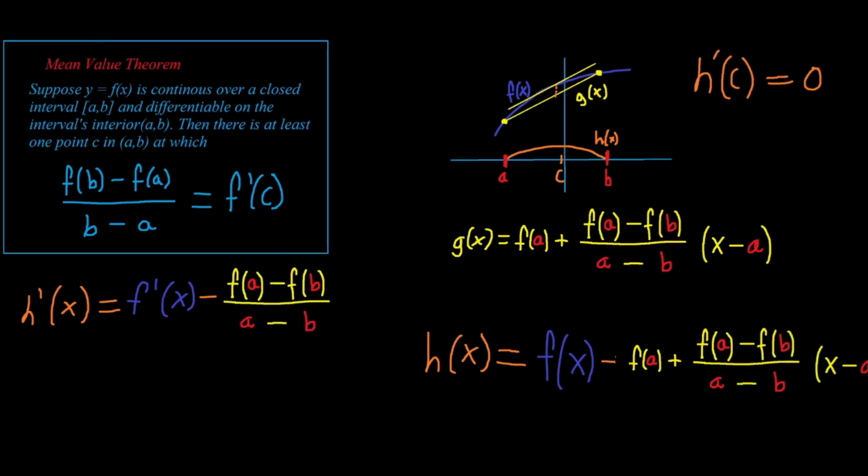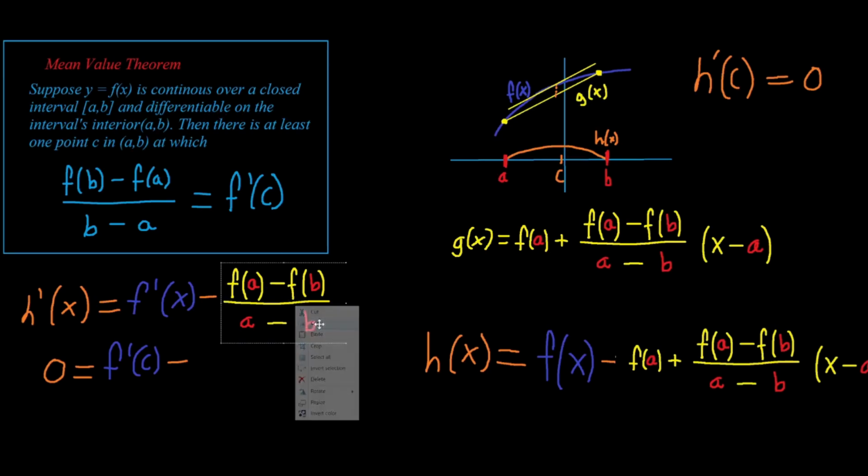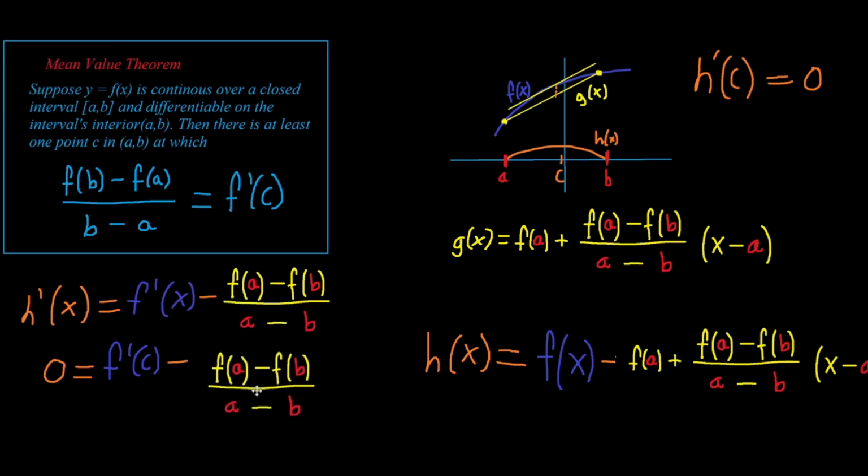So that's that part. Now we're going to evaluate this at the point c. And remember up here in the top right, we know that h prime of c equals 0. We talked about that earlier. So I'm just going to say 0 equals f prime of c, and then minus all of this again. Okay, let me just move all this down. I'm running out of room.